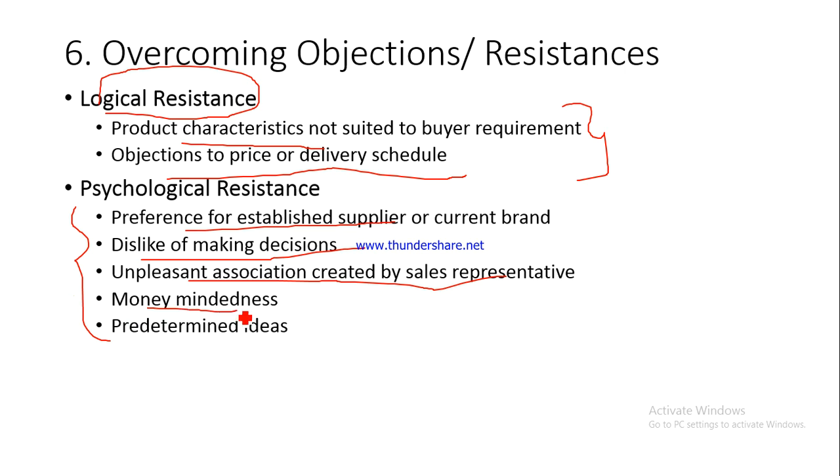Then money mindedness. The buyer simply does not want to spend his money, so he's very money minded. This could be another reason why he's resisting purchasing from you. Again, he's got predetermined ideas. He's already made up his mind. You are giving your presentation, but he's already made up his mind that your product is not good, or that your product is not as good as the current product being purchased by him. This is what we mean by predetermined ideas. So these are all psychological resistances, right?